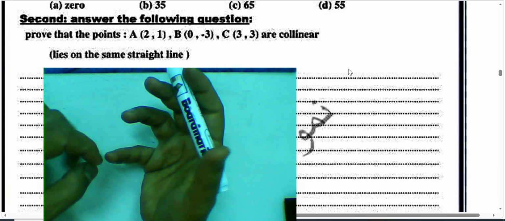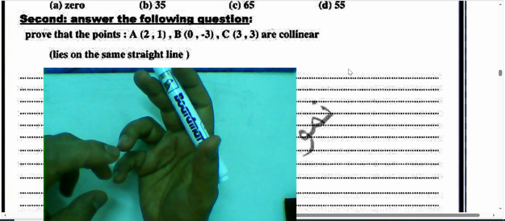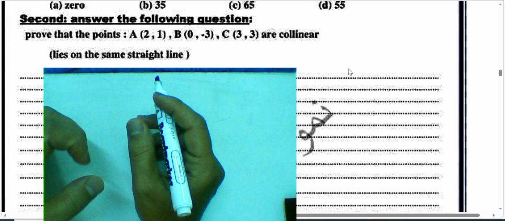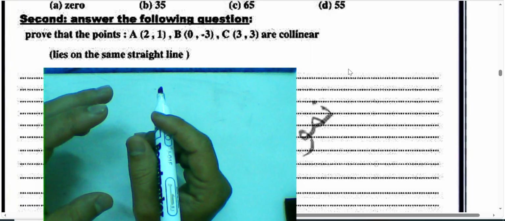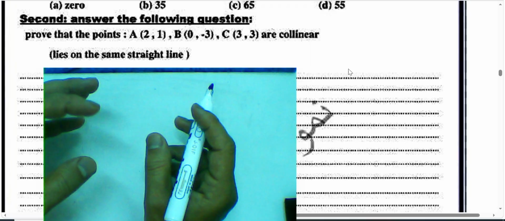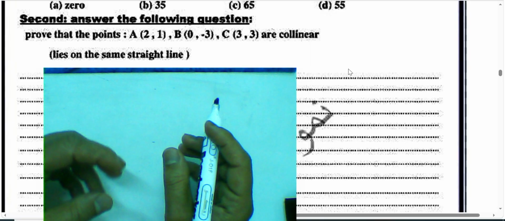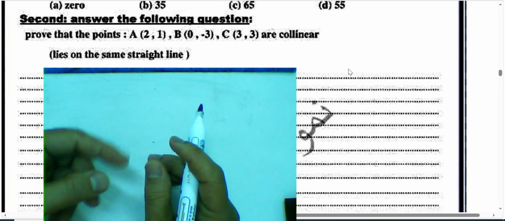First method, we can find slope AB and slope BC and prove that they are equal, because B is a common side, then A, B and C are collinear. Or we can find the lengths of AB, BC and CA and prove that the greater side equals the sum of the two smaller sides. If we prove that, then the 3 points are called collinear. So this question we can solve by two methods.